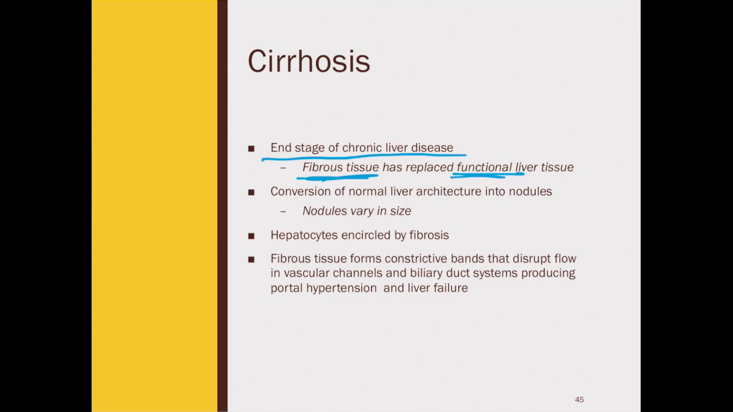Sometimes I imagine it almost like calluses. So these little nodules build up on the surface of the liver, and the hepatocytes are basically suffocated by the fibroids. This fibrous or scar tissue can form these kind of bands that wrap around portions of the liver and constrict blood flow and biliary flow.